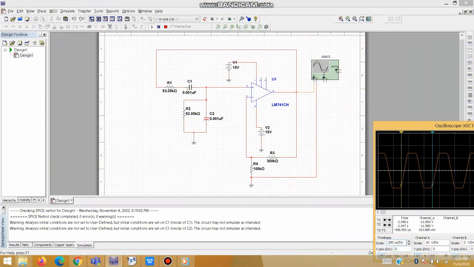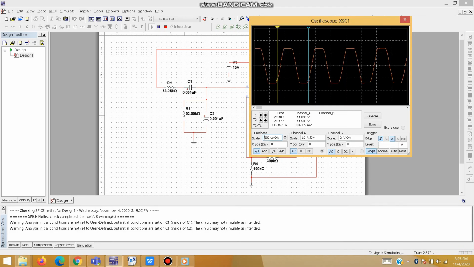In this circuit, our target frequency is equal to 3 kilohertz. So our resistor is equal to 53.05 kilo ohm. From the waveform we can get the period is equal to 406.452. If we put it into the formula for frequency, we get a frequency equal to 2.46 kilohertz.